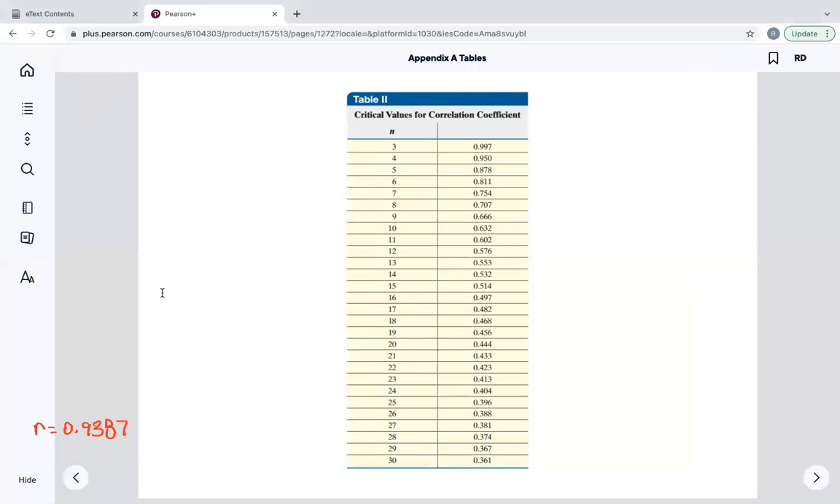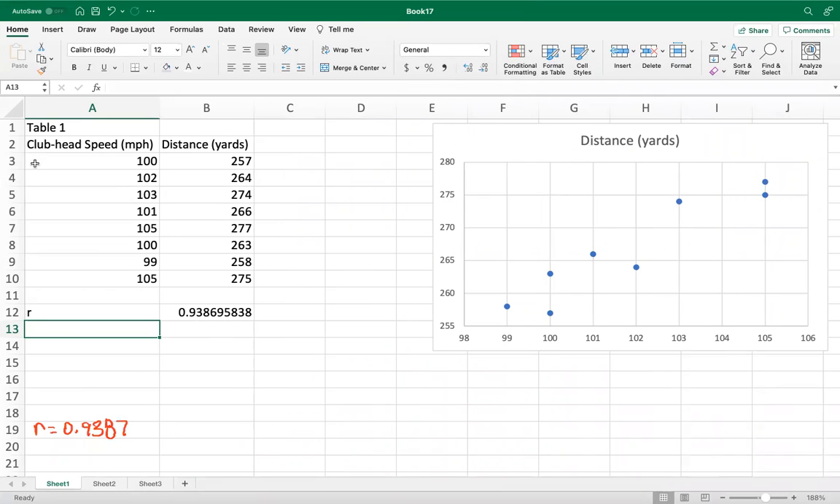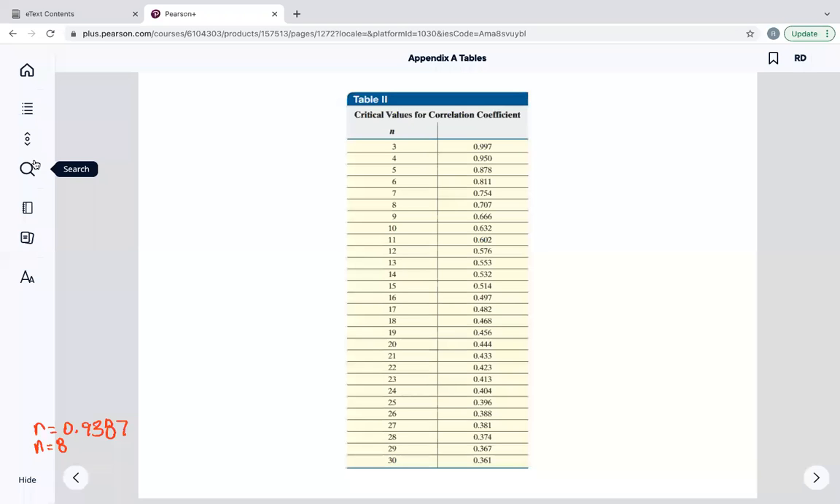And that's our correlation coefficient. One thing we have to get is how many values we have. So we have 1, 2, 3, 4, 5, 6, 7, 8. So N is equal to 8. And let's come over here to see what our value is. So our critical value, we'll write that here. The critical value for N equaling 8 is 0.707.